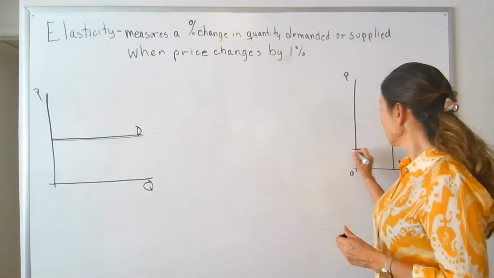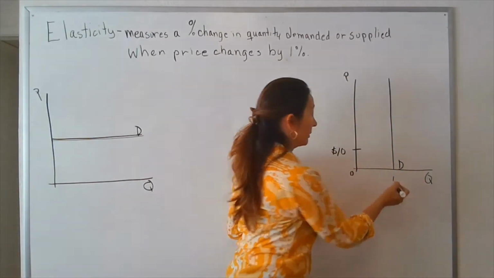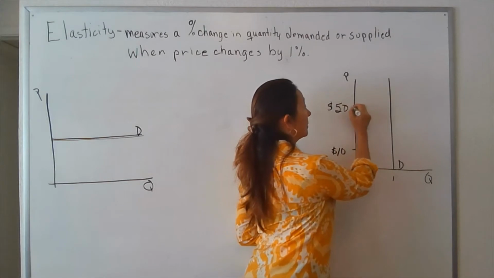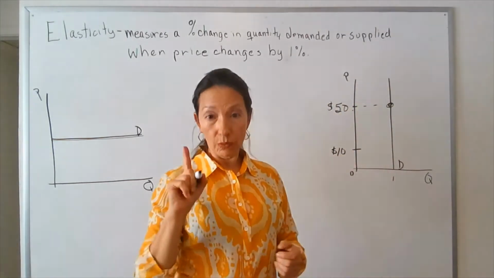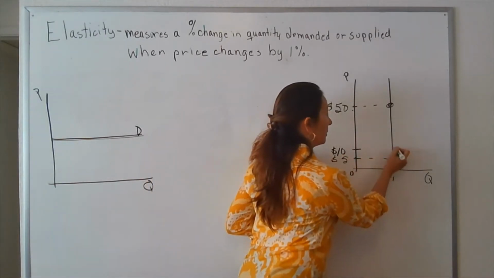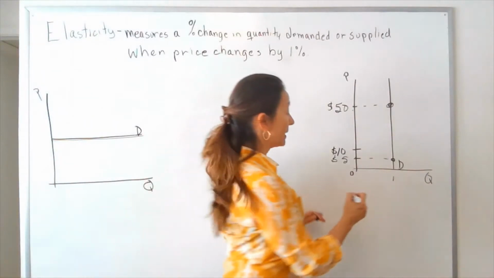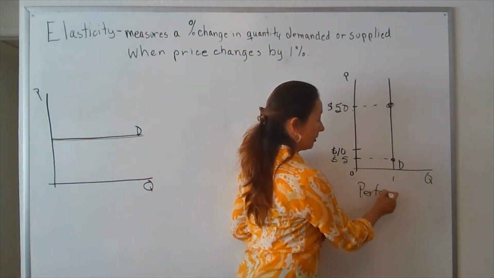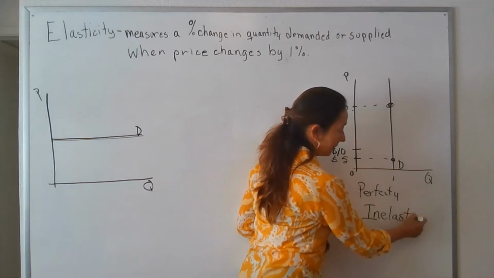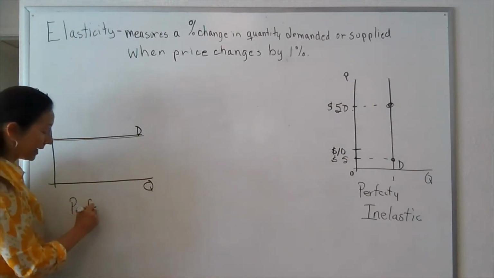That means that, say the dose is $10 and you need one dose per day. If the price were to go up to $50, you would still only need one dose per day. Okay. If the price were to go down to $5, you would still only need one dose per day. Okay. So this type of demand curve we say is perfectly inelastic. Compared to this demand curve that we say is perfectly elastic.